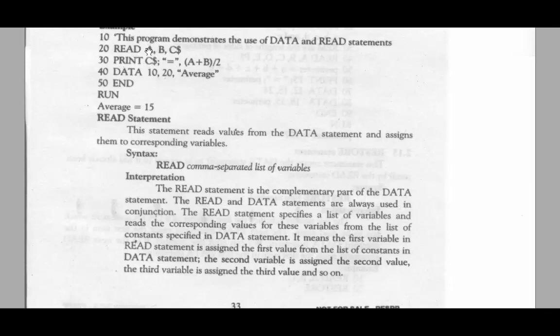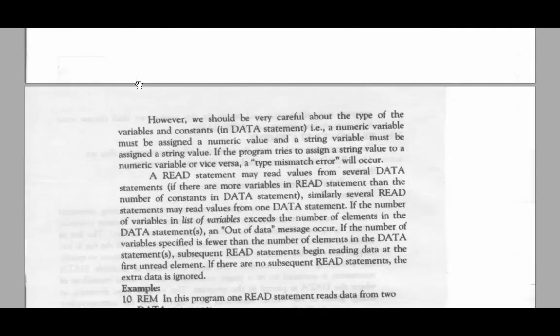You can see in the example, first in read, A comes first and the data has the constant 10 which is assigned to A. Whichever comes first will take the first value. If B comes first, and A goes at B's location, then 10 will be assigned to B and 20 will be assigned to A. But here A comes first, B comes second, and C comes third. So in data, 10 comes first, 20 is at second position, and average is at third position. So this is the way the data and read statements work in conjunction.